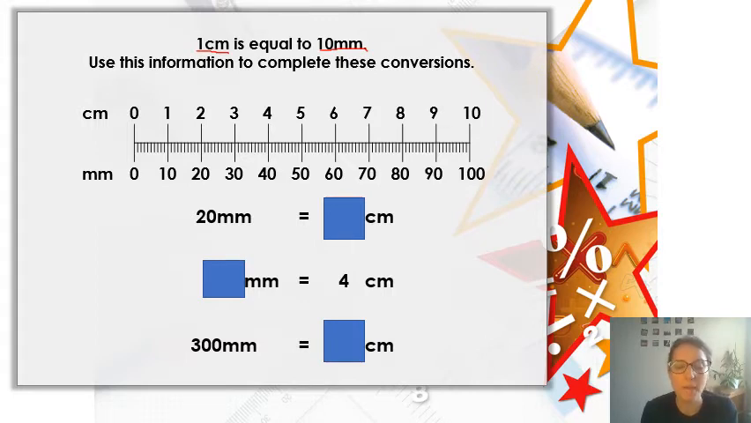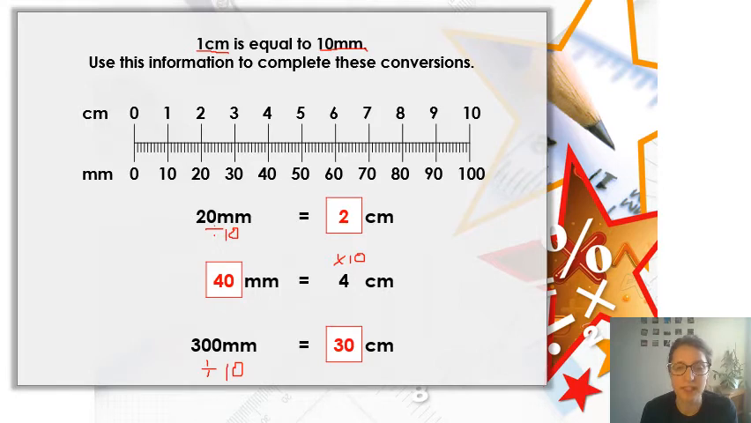Okay, so we're going from millimetres to centimetres, so we need to divide by 10. 20 divided by 10 is 2, so it's 2 centimetres. For this one, we're going from centimetres to millimetres, so we are timesing by 10. 4 times 10 is 40. And then this one, millimetres to centimetres, we are dividing by 10. So 300 divided by 10 is 30 centimetres. That one wasn't on your number line either, so you would have to use your division to help you.